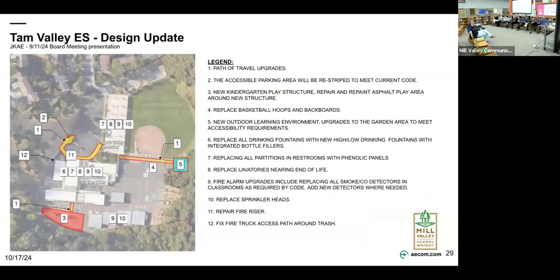Similar scope at Tam Valley. We'll see a view of the outdoor learning classroom. But again, similar upgrades for accessibility from the parking lot to the classrooms. One of the big items there is that we're actually replacing the existing play structures that were outlined in the facility master plan as in need to be upgraded. And same thing, upgrading fire life safety items, and a lot of ADA compliance items.